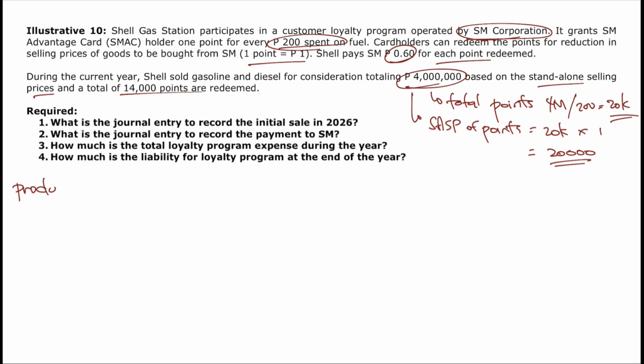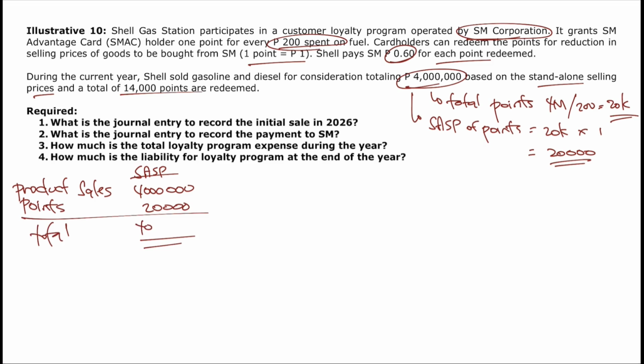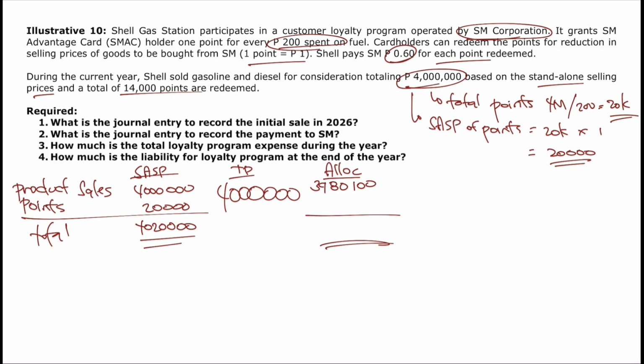So, here, meron tayong dalawang separate performance obligation. Una is yung product sales, pangalawa is yung points. Standalone selling price of the product sales will be equal to 4 million pesos, while the points will be equal to 20,000 pesos. Okay? Then total will be equal to 4,020,000. So, i-allocate natin yung 4 million pesos na transaction price, no? So, magkano yung allocation natin? Well, for the product sales, that's 4 million times 4 million divided by 4,020,000, or this is equal to 3,980,100. Then for the points, that's 4 million pesos times 20,000 over 4,020,000, or this is equal to 19,900. Okay? Then, kapag in-add mo yan, total pa rin yan sa 4 million pesos.